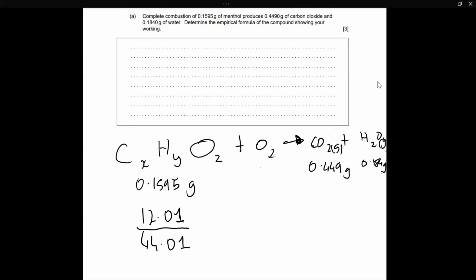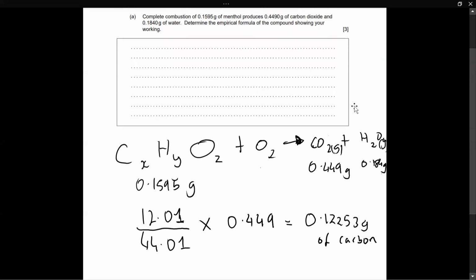So if we want to find out how much mass of carbon dioxide is contributed by carbon, this is how we find that out, right? This would be the ratio between the mass of carbon and the mass of carbon dioxide. And we need to multiply this by the mass of carbon dioxide produced, which is 0.449 grams, in order to determine how much carbon is present in 0.449 grams of carbon dioxide. Hopefully that makes sense to you. And this would give us an answer of 0.12253 grams of carbon.